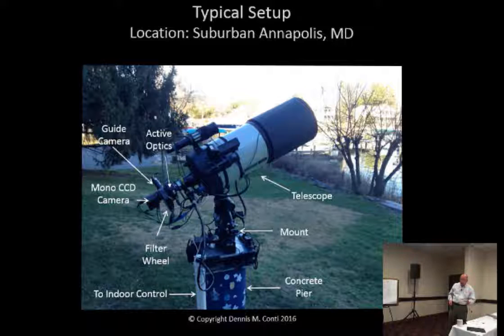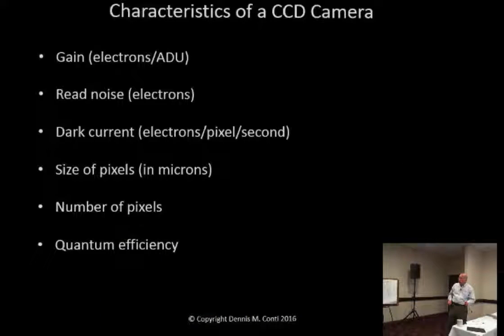Now, just to show it a slightly different way, I'll show in a minute. But let me go through a couple other things. All of these are characteristics of a CCD camera that are important for exoplanet observing, because some of these affect the uncertainty that we're measuring. Let me go through these.